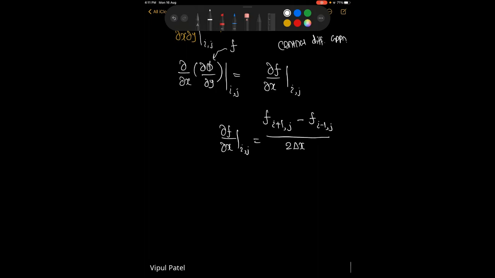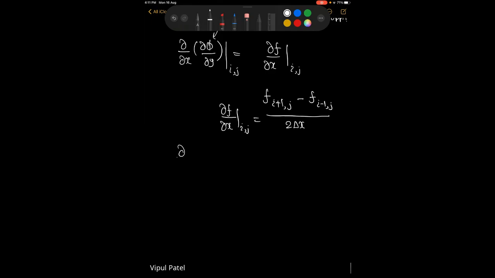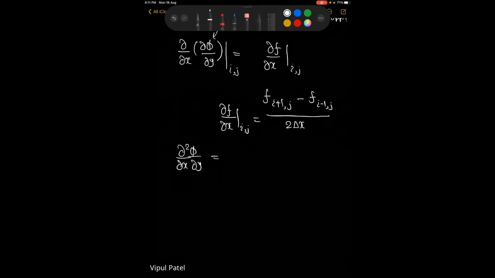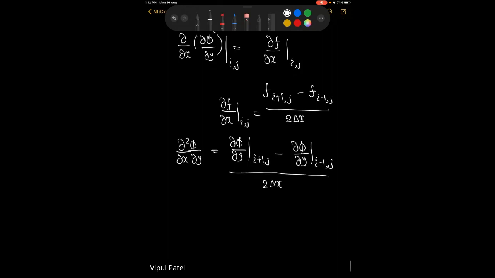Now, if I again substitute what f is, then my equation is del square phi by del x del y equal to, instead of f, I am putting del phi by del y at I plus 1 comma j minus del phi by del y at I minus 1 comma j, divided by 2 delta x. So I have just substituted del phi by del y instead of f.